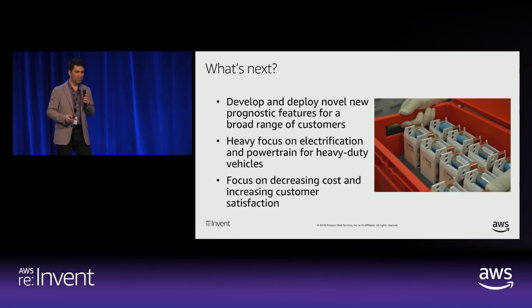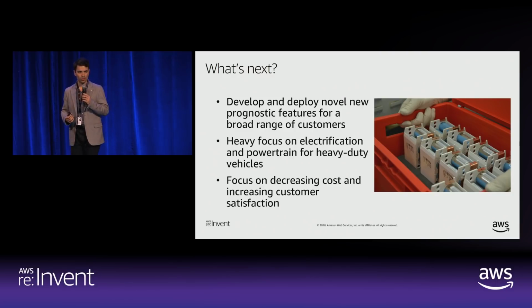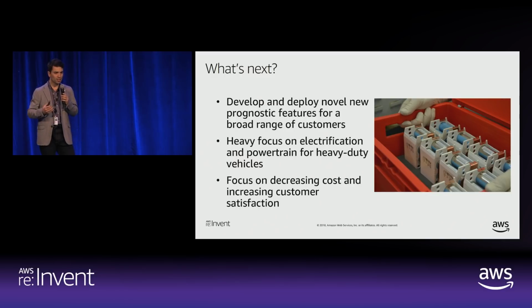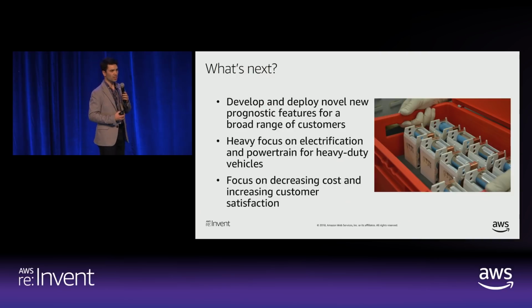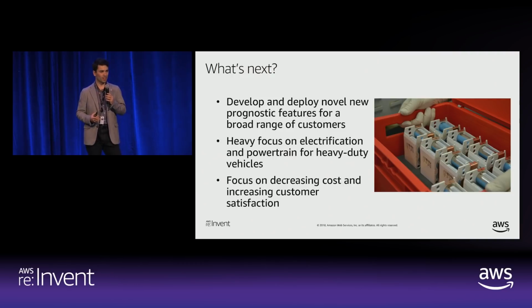My last slide, what's next for us? We're going to continue to develop and deploy these innovative technologies across our product portfolio. We've already done another trial on an entirely different type of technology. This is on an air compressor system to try and reduce the failures we see on that. And we'll stay in this heavy-duty electrification space where we feel we can make the biggest difference in reducing emissions around the world, and of course continue to try and decrease the cost and increase our customer satisfaction. Thank you very much, and back over to you, Jeff.